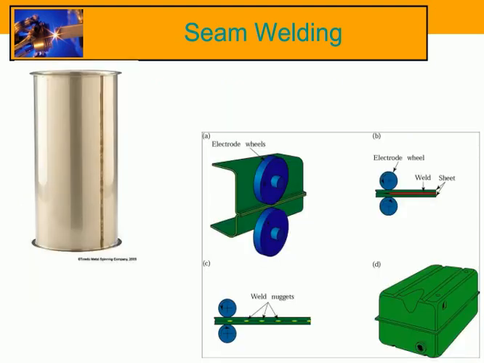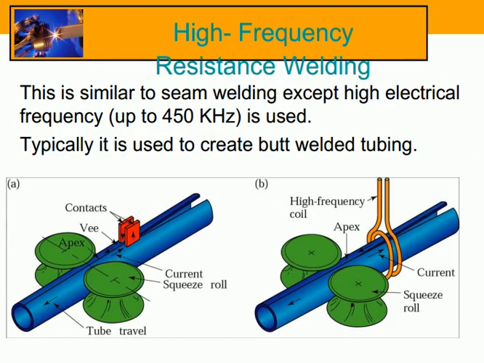High frequency resistance welding. This is similar to seam welding except high electrical frequency, up to 450 kHz, is used. Typically it is used to create welded tubing.